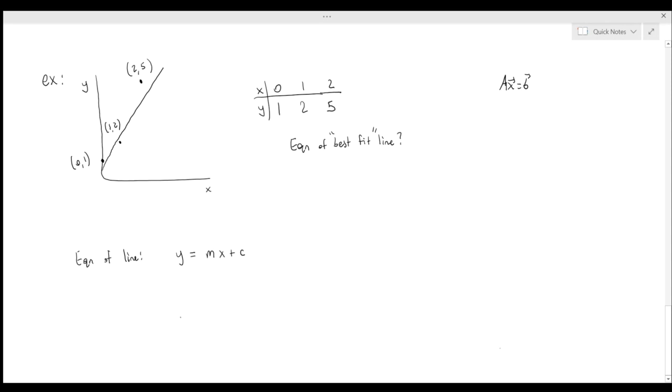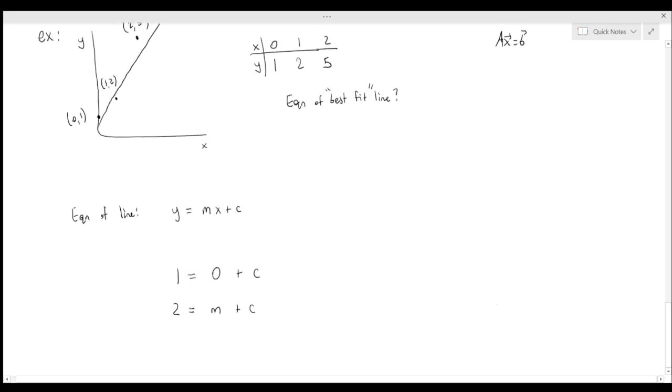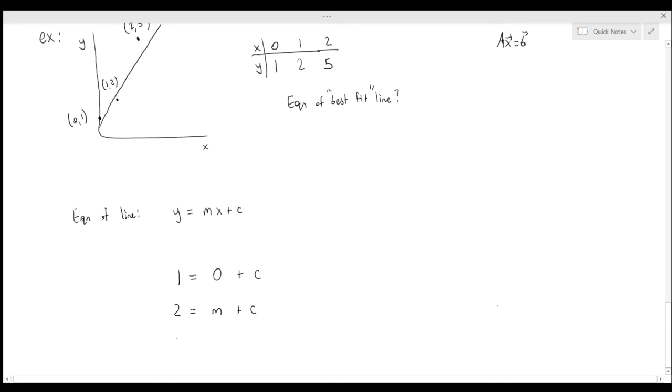Okay, so the first data point is y is 1 and x is 0. The next data point gives me the equation 2 equals 1m plus c. And then using the last data point, we'll get the equation 5 equals 2m plus c. Okay? All right. Now, if all of my data points happen to lie on a line, then I could use the system of equations to solve for the slope and the intercept.